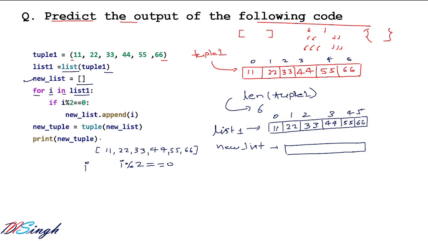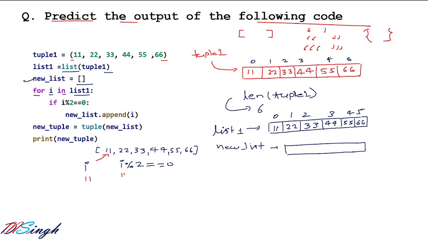The append function will add the element at the end of the list. Extend will concatenate two lists. But what is append going to do? Append is going to add the item at the end of the list. In the beginning, what is the value of i? It will pick the first element. So what is that first element? 11.